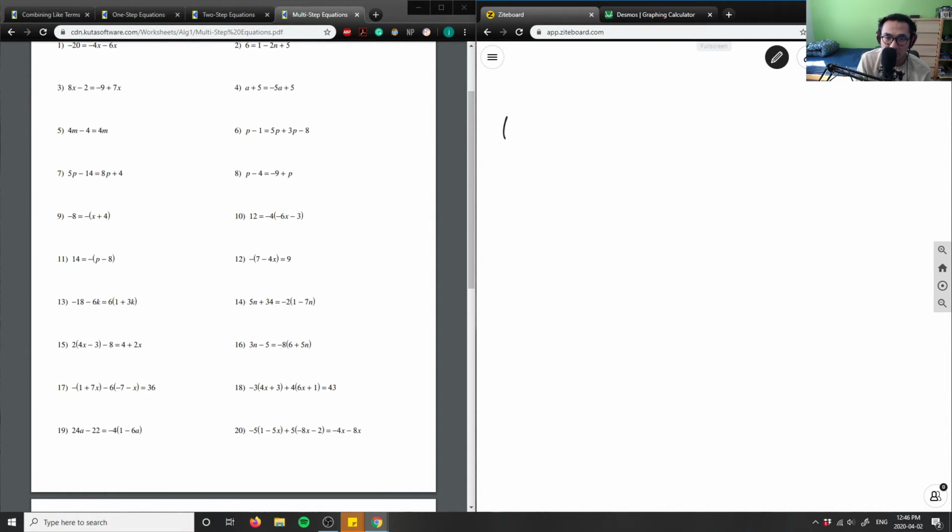So I have 11 here. 11 is 14 equals negative, and then p minus 8, right? So again, this problem was very, very similar to the last problem where I have to do this distributive property with this negative. I'm going to distribute to this p and then distribute to this -8, right? So 14 here equals, I have -1 times p, which is simply just -p. -1 times -8 here equals +8, right?